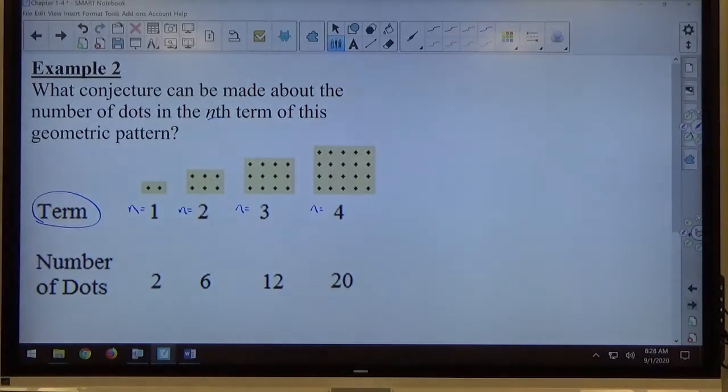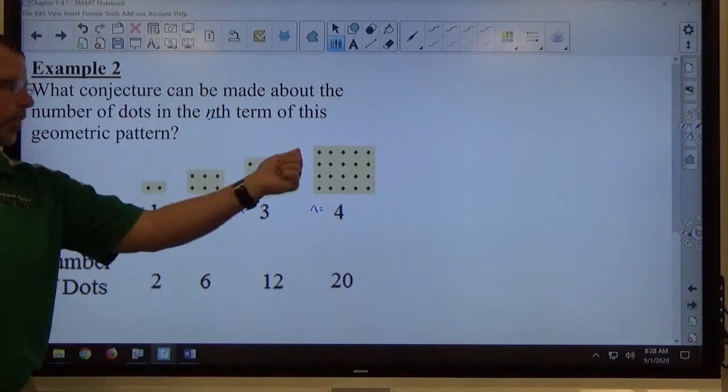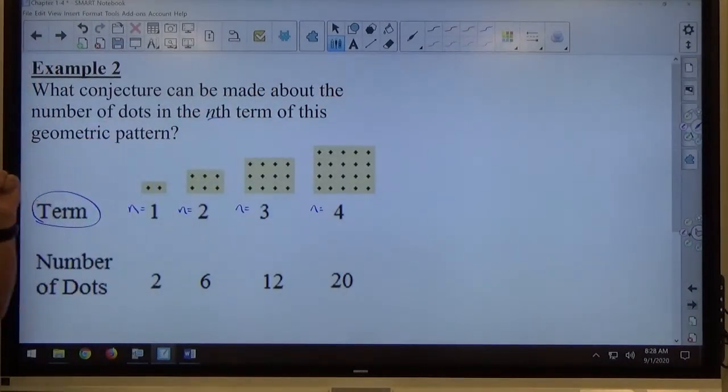So anytime you want to establish a rule based on which term in a sequence you're talking about, you want to establish that that's the variable we're going to use. So when I use the letter n, it represents what term number I'm on. So if I'm on term 20, that'd be the 20th picture like this in the sequence way over there. And what we're counting on each one of these terms is the number of dots in the picture.